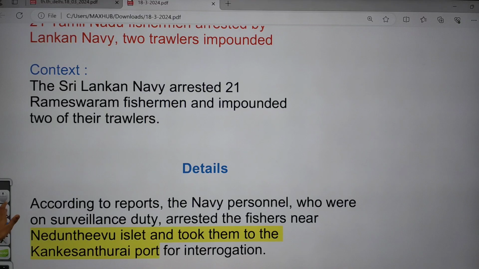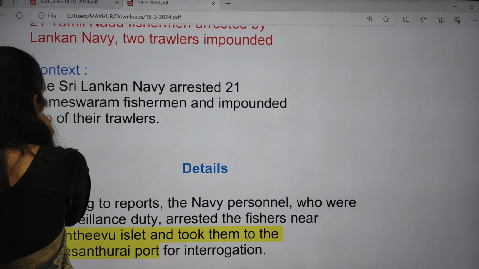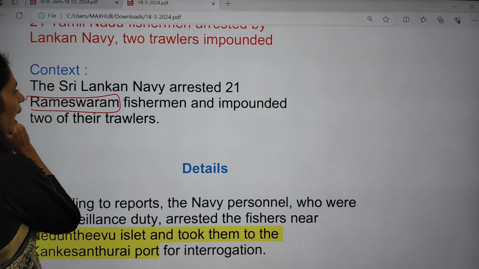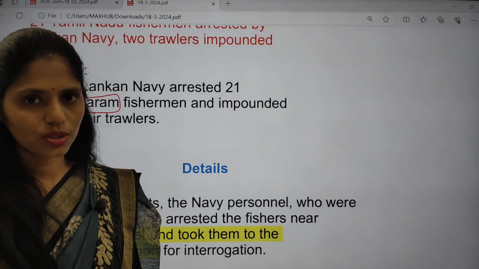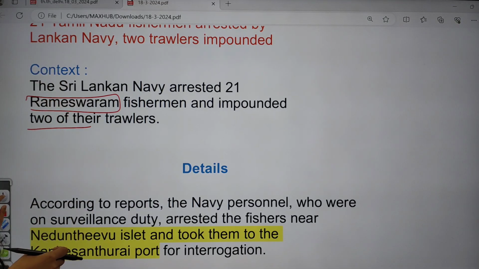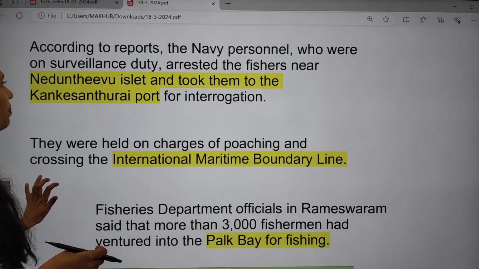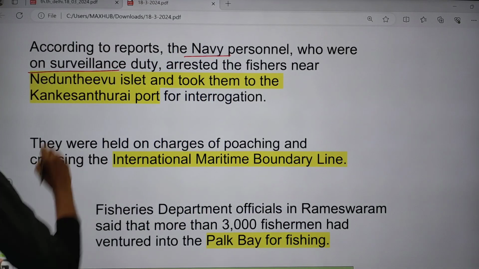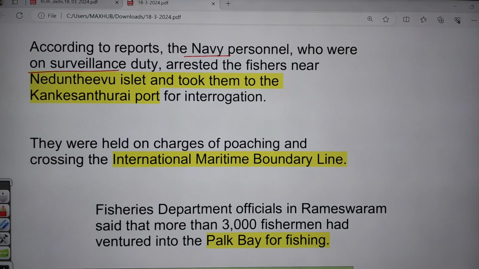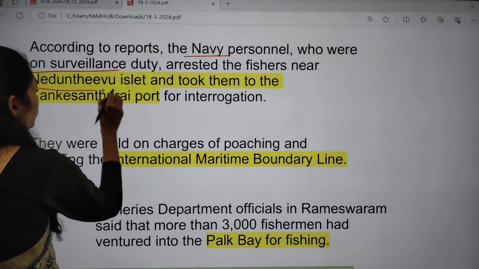So context, why is it in the news? The Sri Lankan Navy arrested 21 fishermen who belong to Rameshwaram and impounded, that means confiscated, even the 2 trawlers belonging to these people. According to reports, Navy personnel who were on surveillance duty arrested the fishermen near Katchatheevu Island.